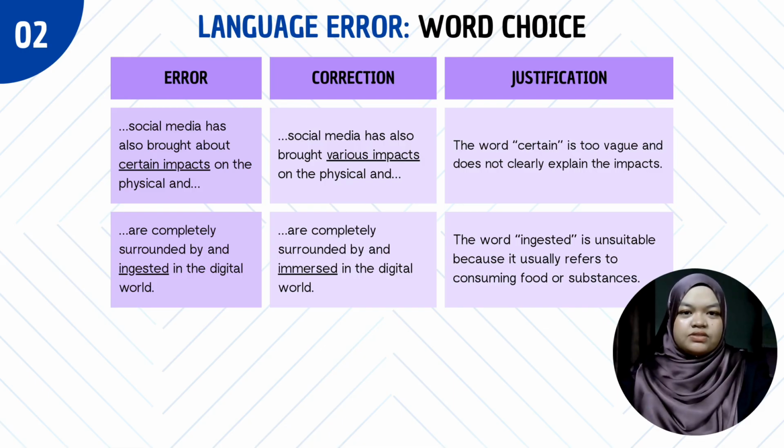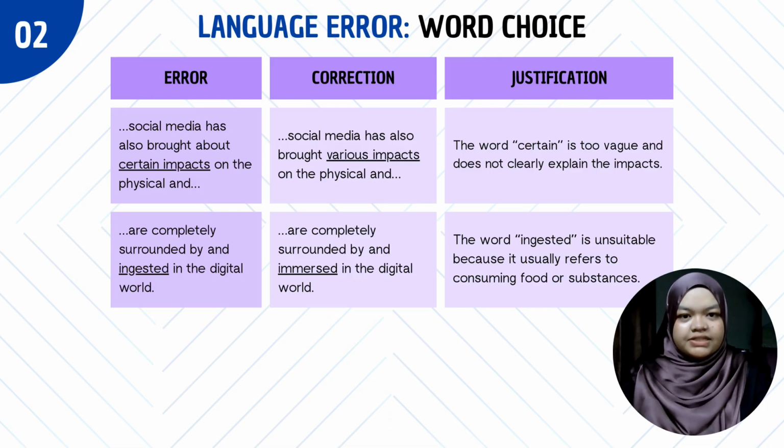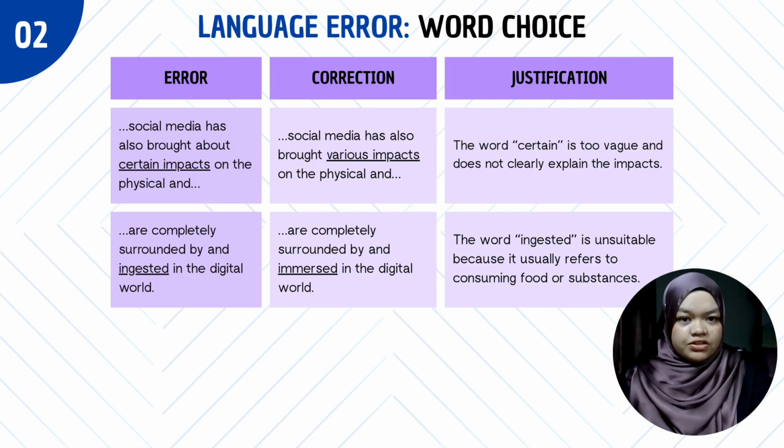Next, I will discuss word choice errors. This is one of the most common categories that are found in the article. The first example is the use of the word certain in the phrase certain impacts. I found this word to be quite vague because it does not clearly explain what type of impacts the writer is referring to. Therefore, I replaced it with the word various to make the meaning clearer.